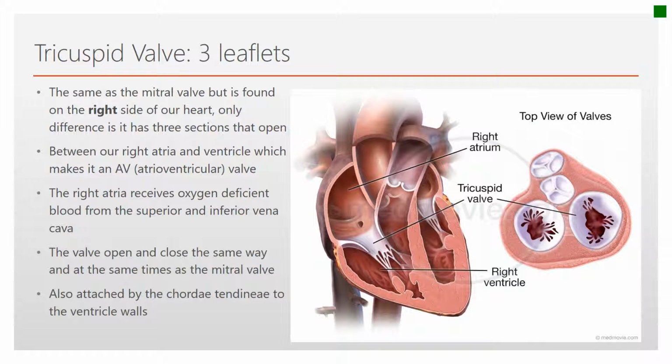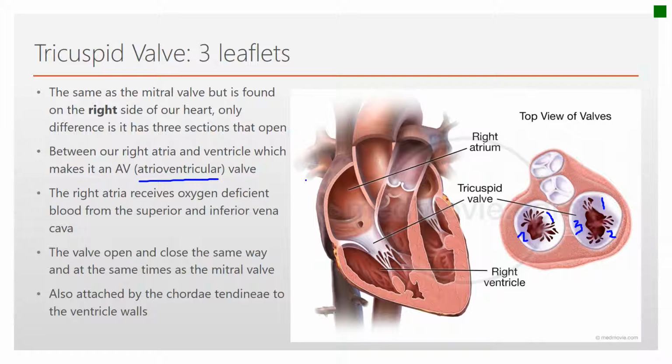The next valve that I'll be talking about is the tricuspid valve. It has three leaflets. So this is that image that I was talking about right here. The tricuspid valve has 1, 2, and 3 leaflets, and the bicuspid valve has 1, 2. So that's the difference between the two. And the other difference would be that the mitral valve is on the left side of the heart, and the tricuspid valve is found on the right side of the heart between our right atria and our right ventricle, which also makes it an atrioventricular valve.